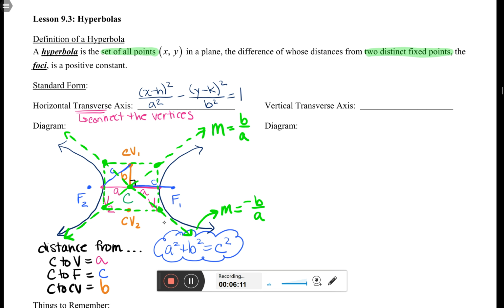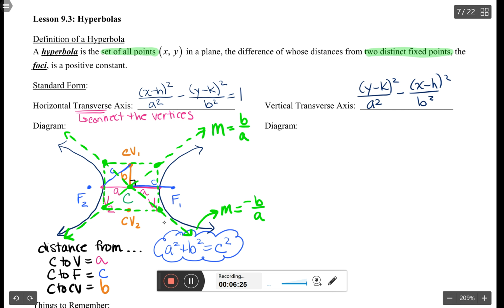So for the vertical transverse axis, my equation here is going to just switch around. My y's are now written first, so it's y minus k quantity squared over a squared minus x minus h quantity squared over b squared is equal to 1. Notice the only thing that changed is the numerator. So the numerators switch. Here I have y minus k as my first numerator, the positive term, and here I have y minus k as the negative term for the horizontal transverse axis.